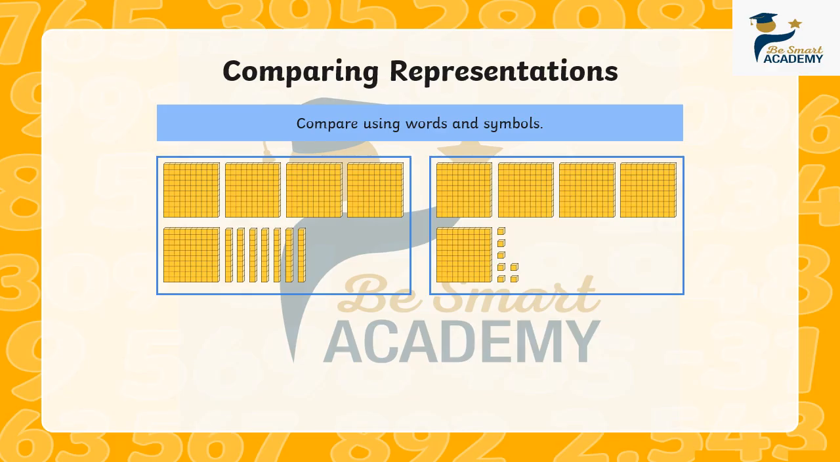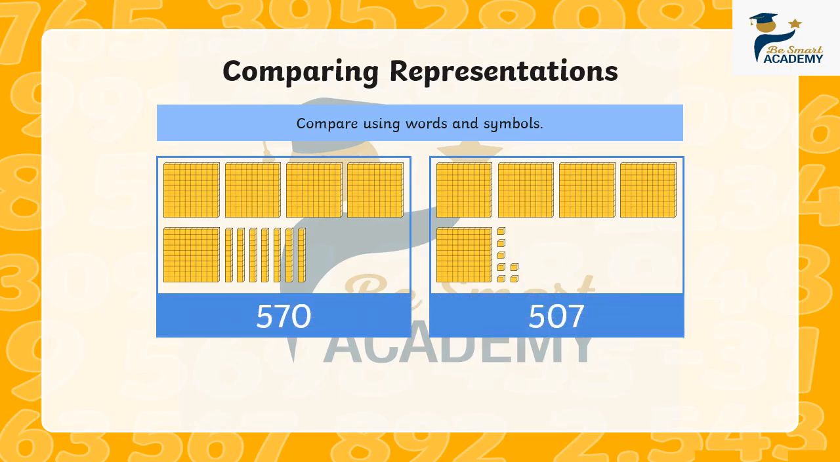The first number is what? I have 570, and in the second number I have 507. If we look closely, I see that I have no ones in this number, and here I have no tens. So, from what I'm seeing, which number here is greater?